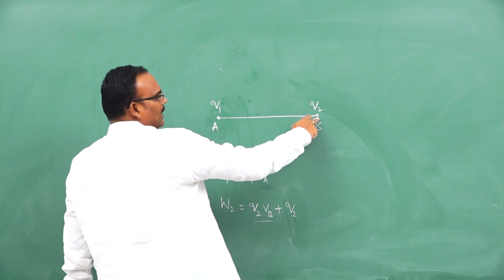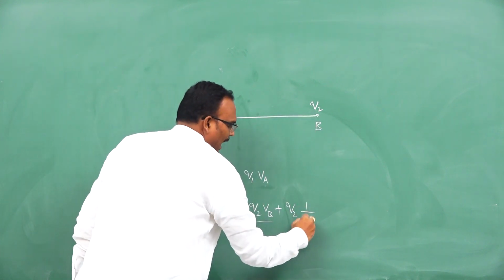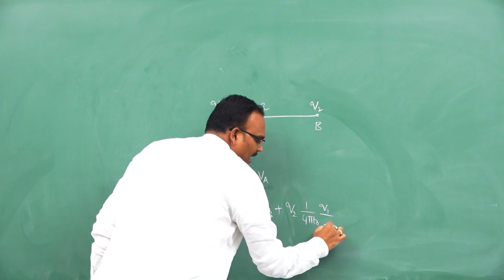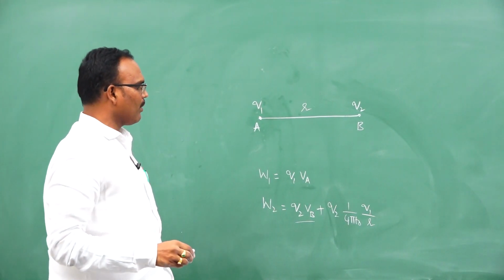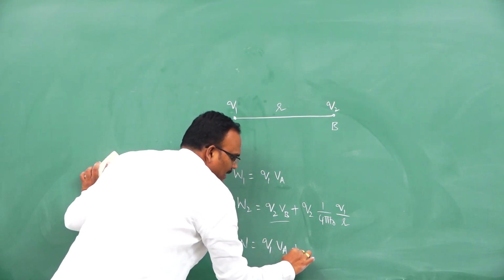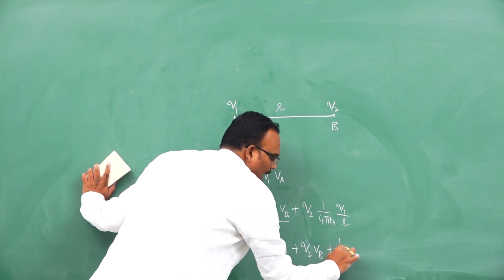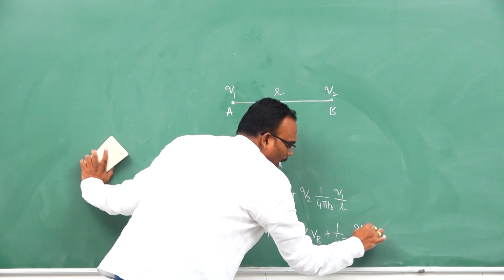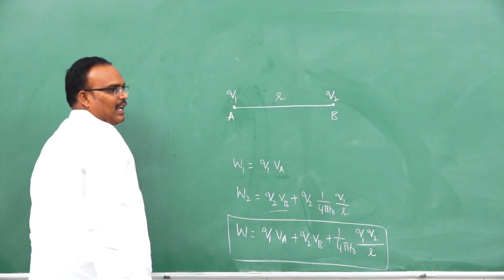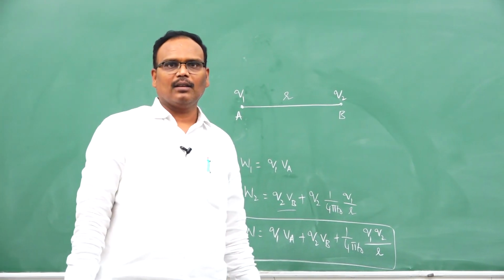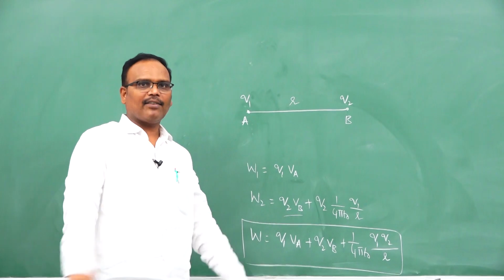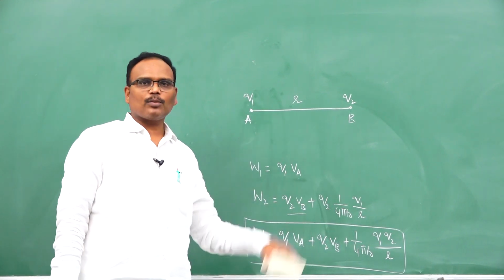At this particular point, the potential due to Q1 is 1 by 4 pi epsilon naught Q1 divided by the distance between A and B, which is R. So I will write 1 by 4 pi epsilon naught Q1 by R. So the total work done W is equal to Q1 into VA plus Q2 into VB plus 1 by 4 pi epsilon naught Q1 Q2 by R. This is the work done in bringing a two charge system in the presence of an external electric field. Usually in examinations they will ask for the work done to form a two charge system in the absence of an external electric field. So learn the first point very carefully.